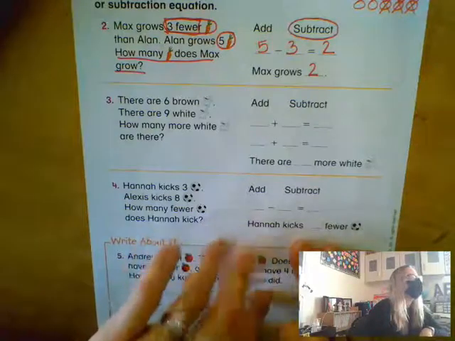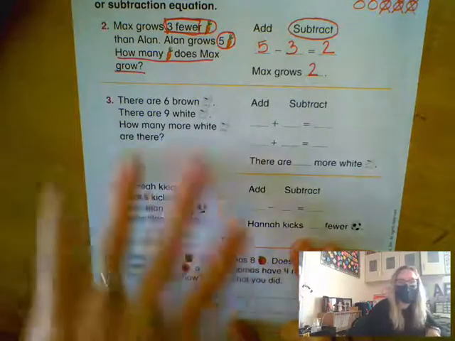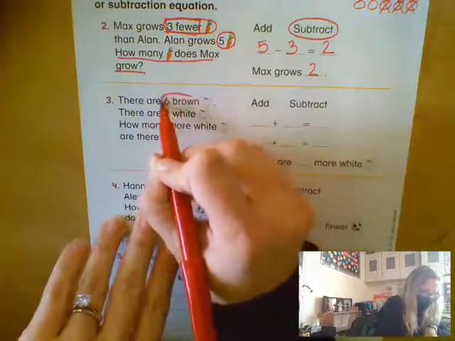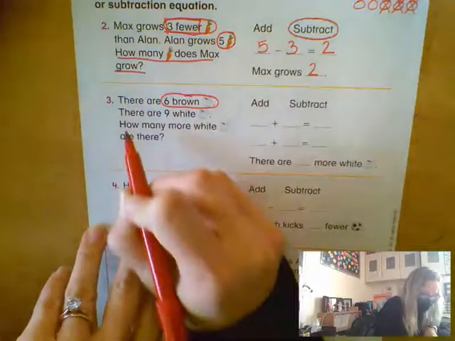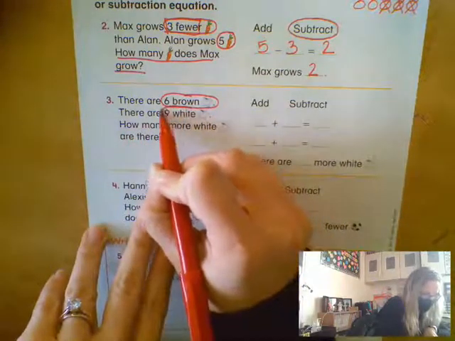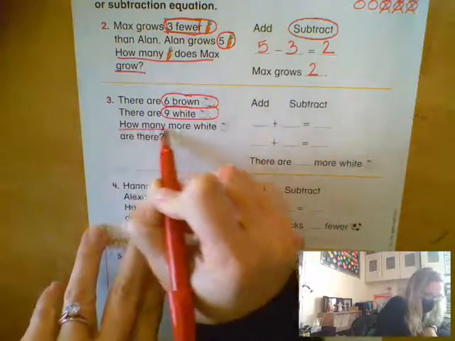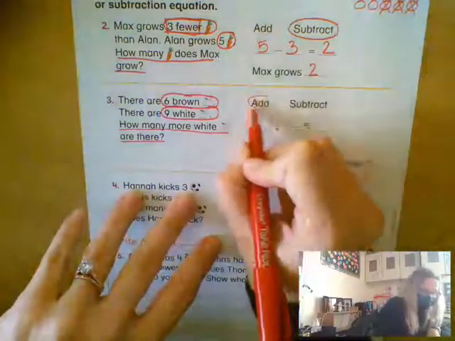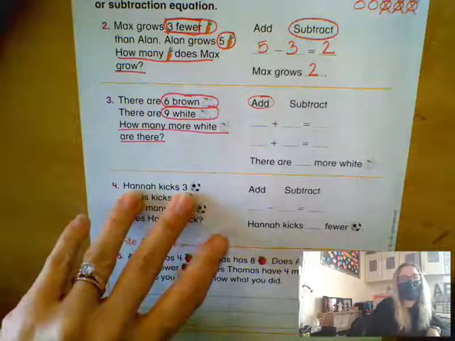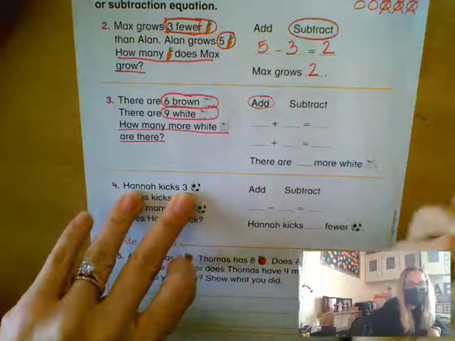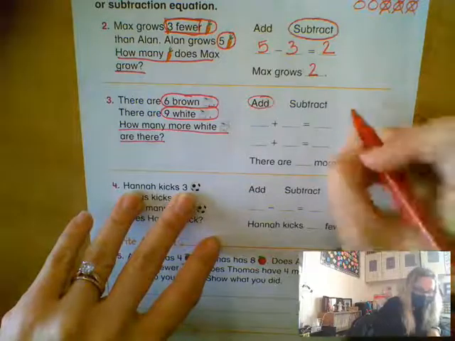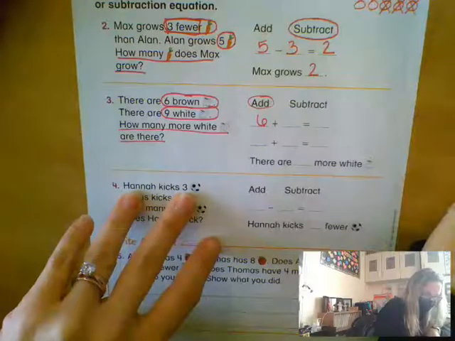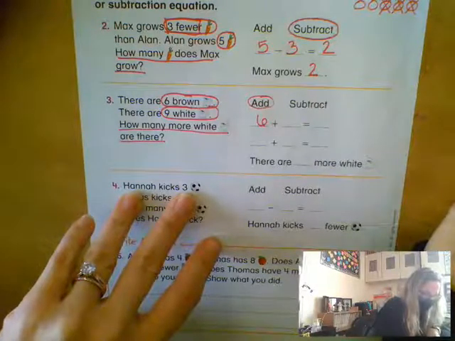Could I have, nice and loud, Connor, read number 3. There are 6 brown bunnies. Everyone circle 6 brown bunnies. There are 9 white. Everybody circle 9 white bunnies. How many more white are there? So we're going to be adding. So everyone circle add. We know that there are 6 brown and 9 white.